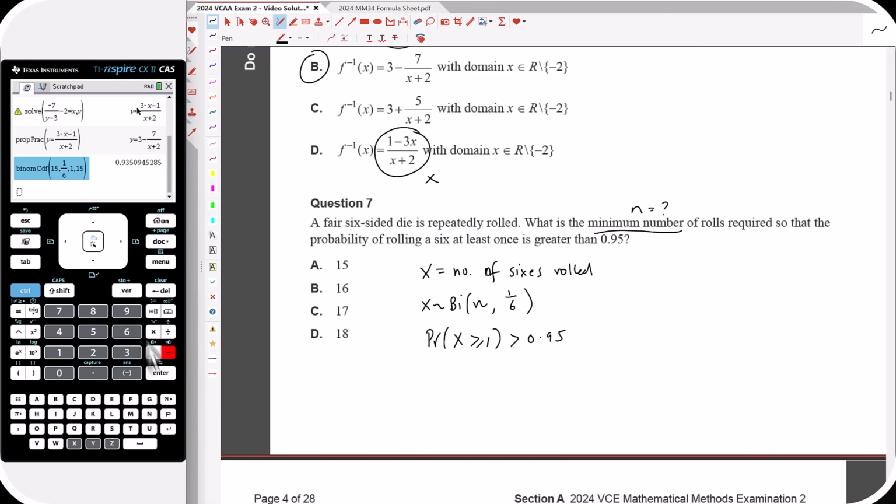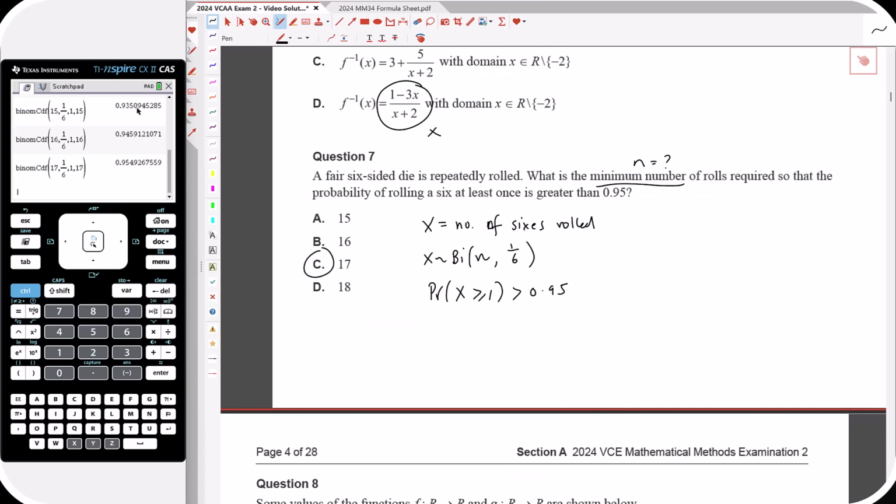So then we can try 16 trials. Still not greater than 0.95, we're getting close. We can try 17 trials. And that's the first time it's greater than 0.95. So 17 is our answer.